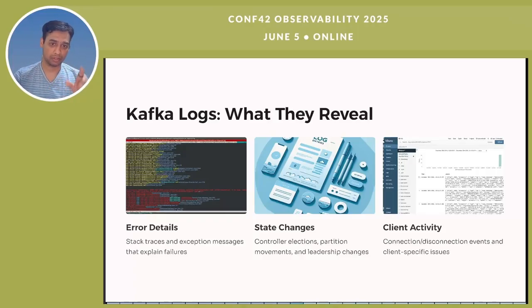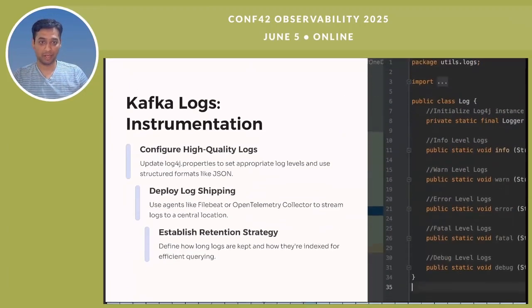So when you're talking about the logs, they'll give you the error details, they'll give you the state changes. Again, goes back to the events: controller elections, partition movements, leadership changes. All that stuff could be technically labeled as events. So you'll want to extract them from the logs itself. Hence, logs are important. Client activity. It will tell you what the client activity looks like, if you're connecting to older brokers or older clients per se. One of those big things, right? They'll come up in the logs as well. So yeah, all those things are important.